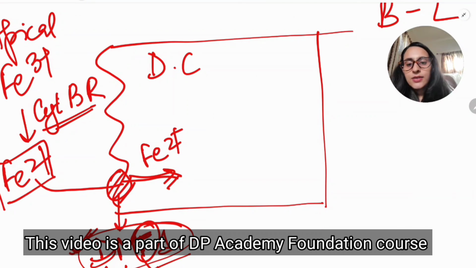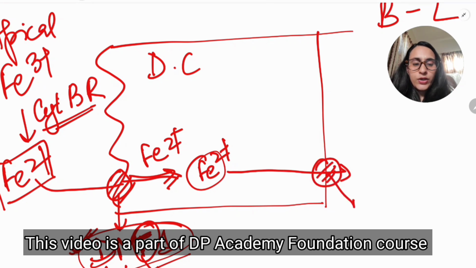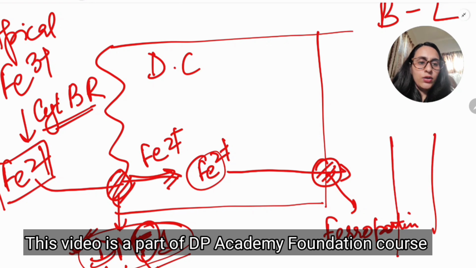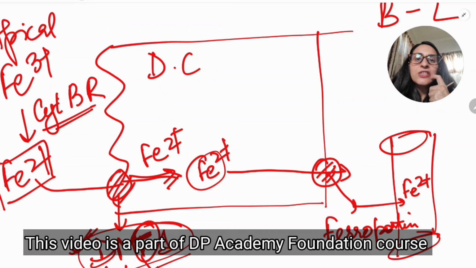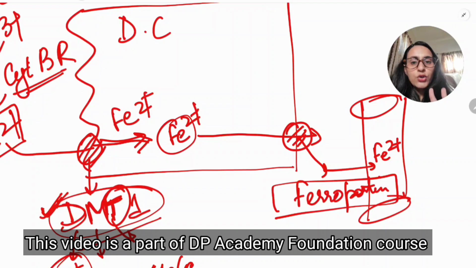Now that we have Fe2+ in the duodenal cell, who takes it up? From here, this iron, Fe2+, is taken via ferroportin. We have ferroportin here. This is another transporter that takes Fe2+ into the blood vessel. Ferroportin takes Fe2+ into the bloodstream. Now that we have Fe2+ in the bloodstream, we can take it to the bone marrow, because we need this iron in the bone marrow so that hemoglobin can be synthesized.